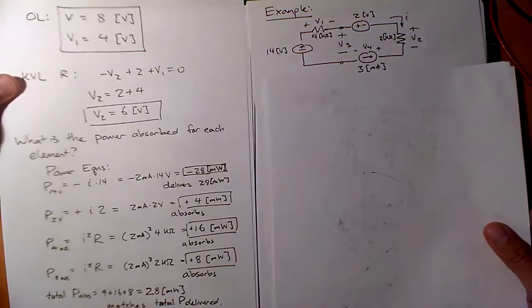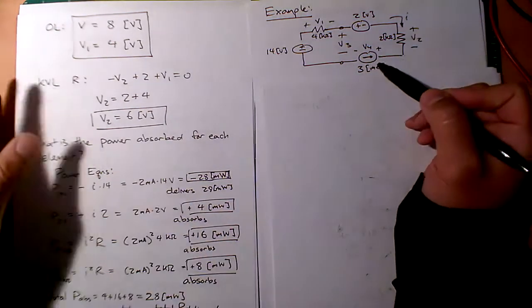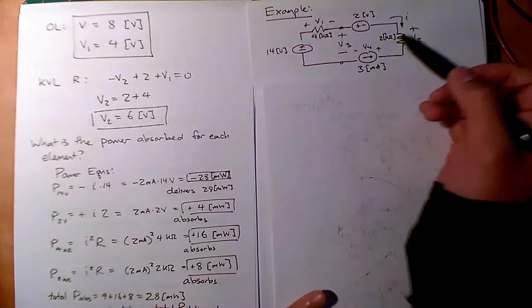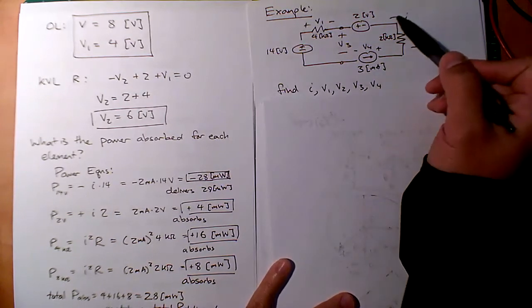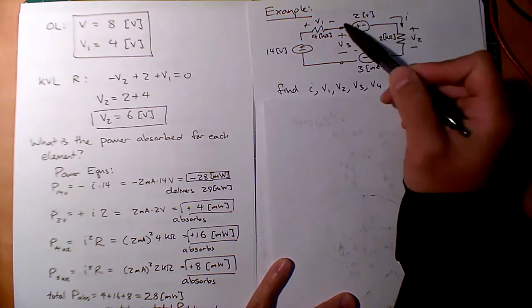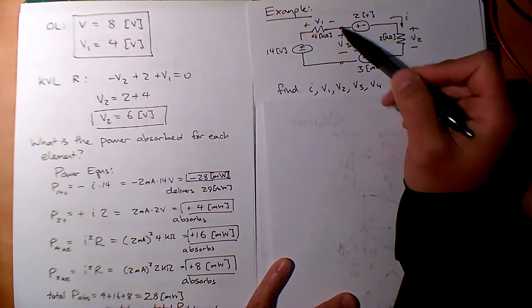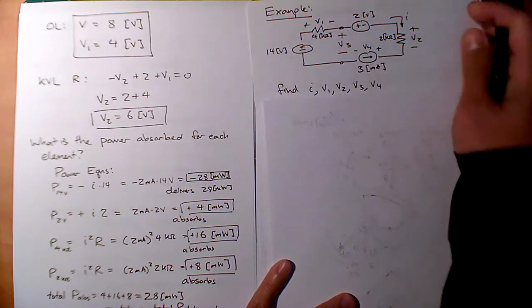So the next problem, very similar. We have three sources. Notice we have an independent current source in this case. And the question is, find I. So where's I? I is this guy, okay. What's V1 here? Good. V2, V3. Again, V3, there's no element. It's just like a measurement. And then what's V4? V4 is the voltage across the current source.